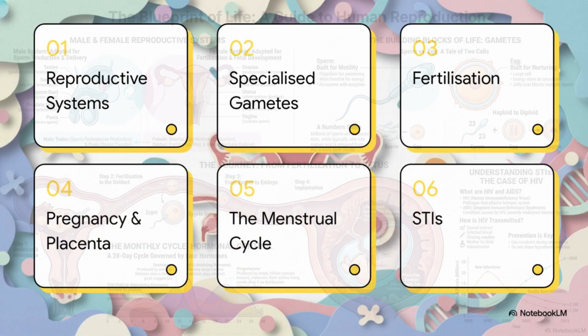So, here's our game plan. We'll kick things off with the basic anatomy, the male and female reproductive systems. Then we'll zoom right in on the star players, the sperm and the egg. After that, we'll see how they come together in fertilization and how that leads to pregnancy and the placenta. We'll also unpack the hormonal playbook that runs the whole show, the menstrual cycle, and we'll finish up with the really important topic of STIs. Let's get right into it.